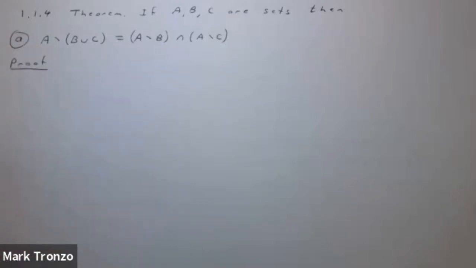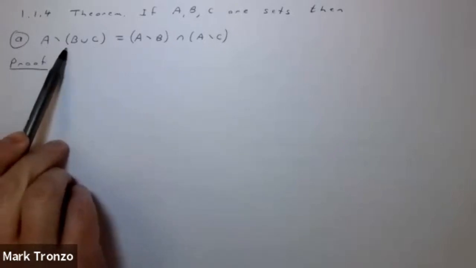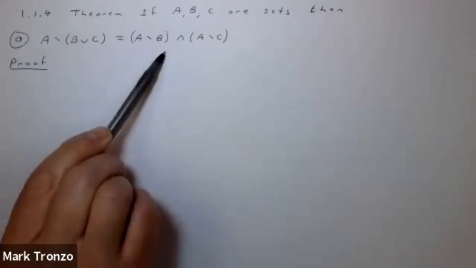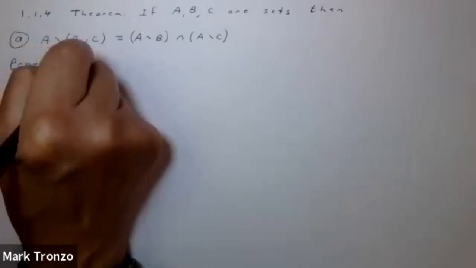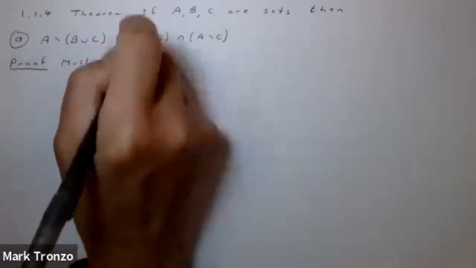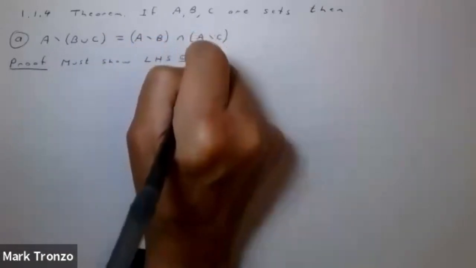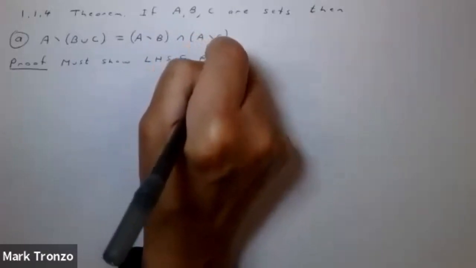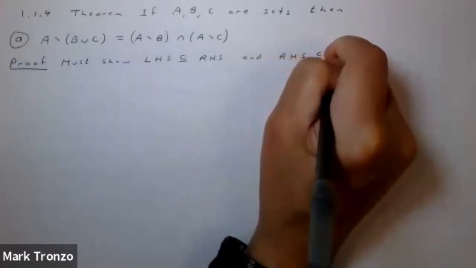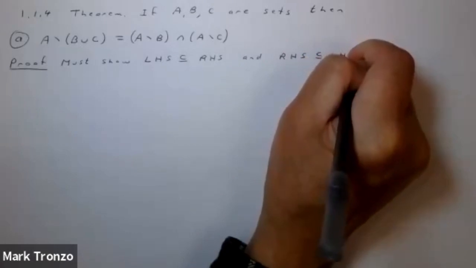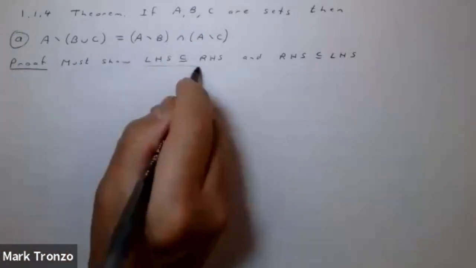And so you remember, to show two sets are equal, we must show that this is a subset of this, and then that this is a subset of this. So we must show the left-hand side is a subset of the right-hand side, and that the right-hand side is a subset of the left-hand side. So we'll do each of those. First, we'll do this first part here.